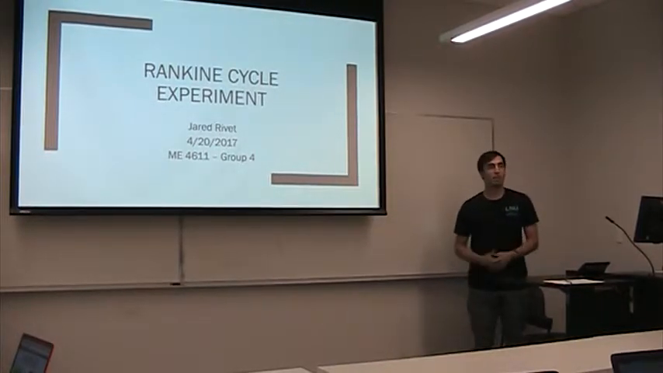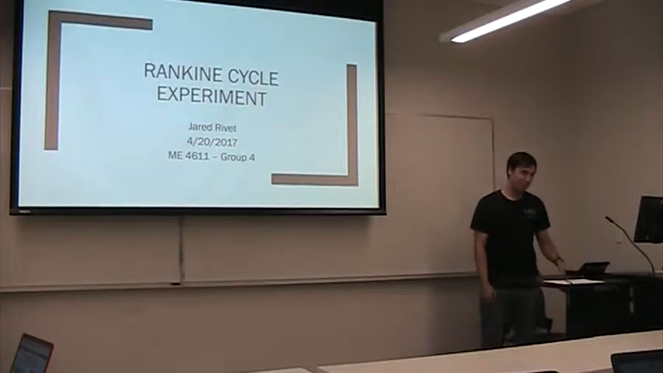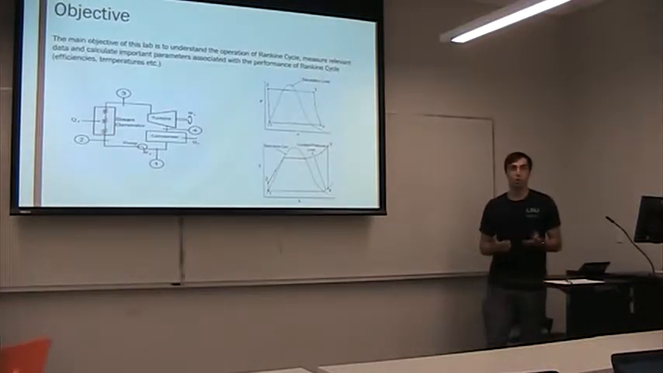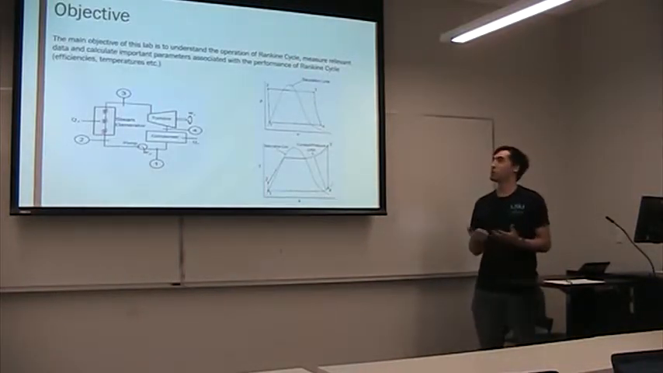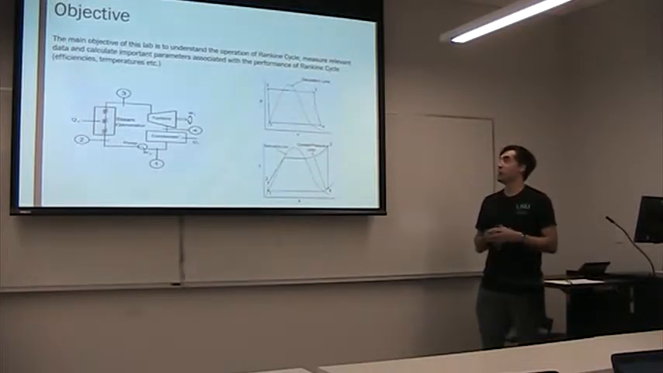My name is Jared Rivet, and I'm the reporter for the Rankine cycle experiment we did Tuesday. So just an overall objective: the main objective of this lab is to understand the different components of the Rankine cycle, and then measure the relevant data and the efficiency observed for the experiment we did in class.